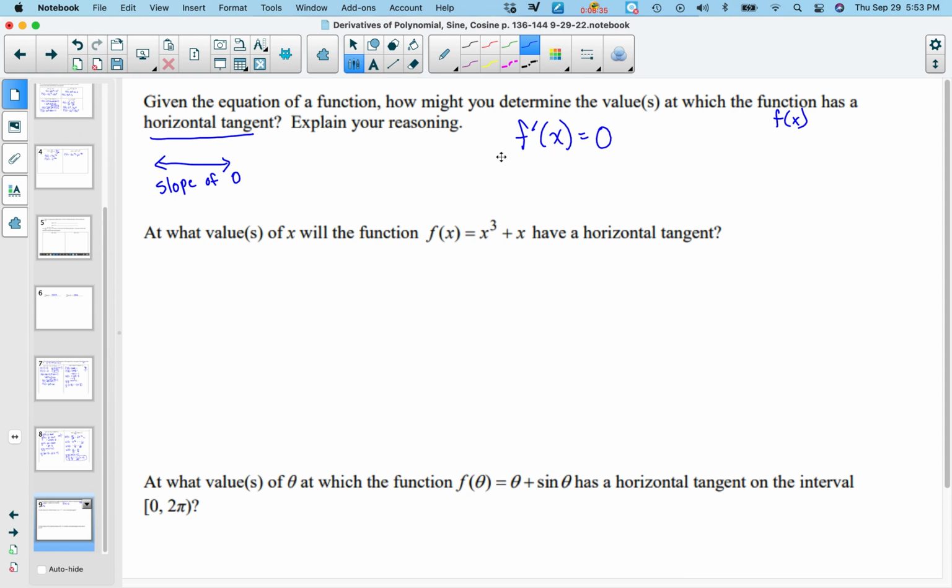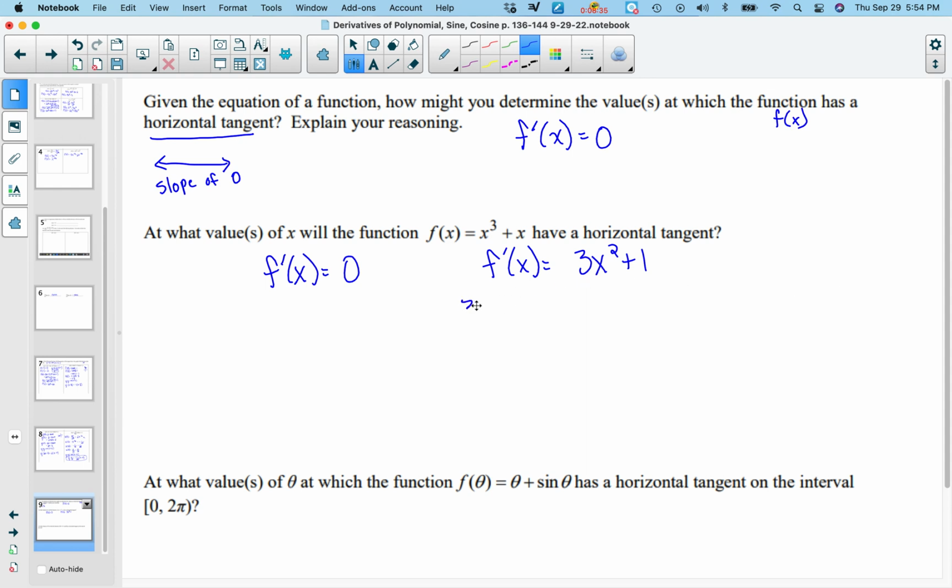And you'll see these questions a lot. So at what values of x will the function f of x equals x cubed plus x have a horizontal tangent? Well, if I want to know that, then I want to know when f prime of x is equal to 0. When you see something asked about finding horizontal tangents of a function, you're going to take the derivative and set it equal to 0. So f prime of x is 3x squared plus 1, using our rule.